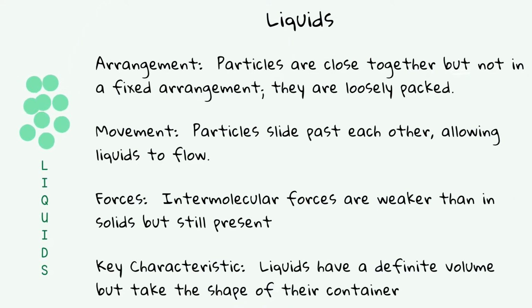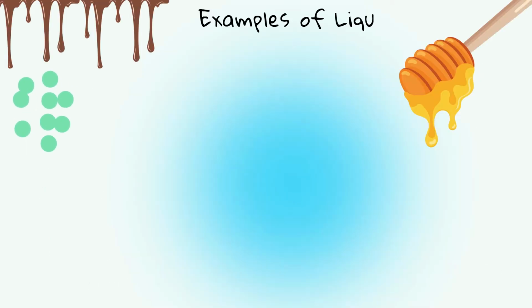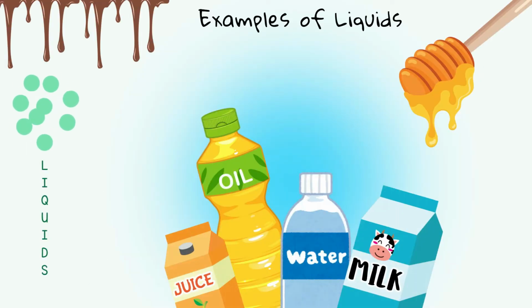The particles in liquids are close together but not in a fixed arrangement. They are loosely packed. Particles slide past each other, allowing liquids to flow. Intermolecular forces are weaker than in solids but still present. And liquids have a definite volume but take the shape of their container. Here are some examples of liquids. We have juice, oil, water, milk, honey, and liquefied chocolate.